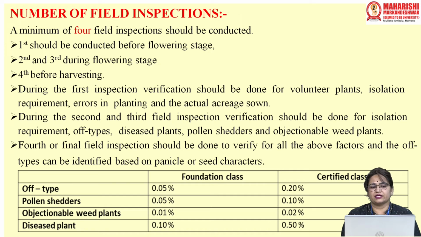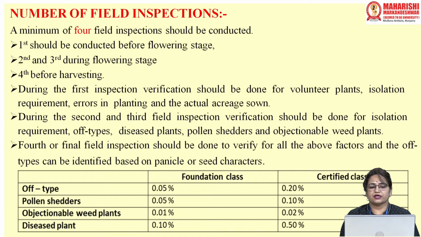Number of field inspections. A minimum of 4 field inspections should be conducted. In seed production of varieties, we have 2 field inspections, but if we talk about the hybrid seed production, then a minimum of 4 field inspections will be required. First inspection should be conducted before the flowering stage, second and third during the flowering stage, and the fourth before harvesting or at the maturation of the crop.